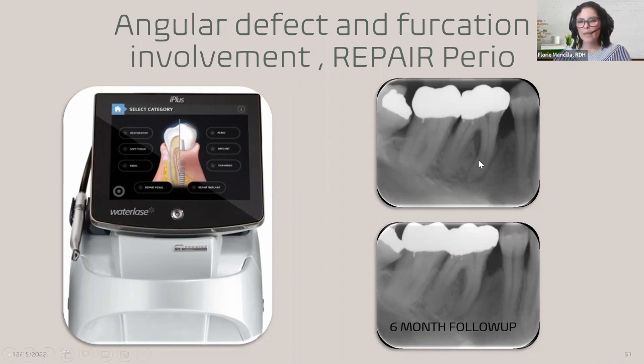Here, as you can see, we have a bifurcation. That was really involved. And here you can see a nice trabeculated bone pattern that is starting to grow back. This is with our repair perio setting, and this is with no bone graft. So I just wanted to throw that out there.